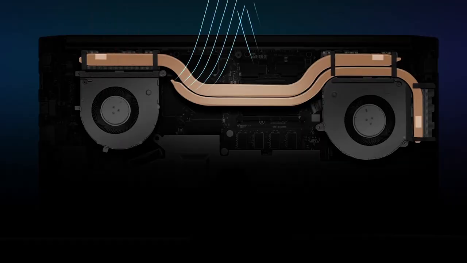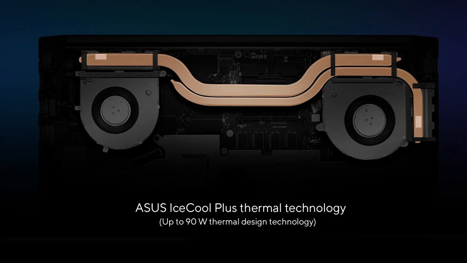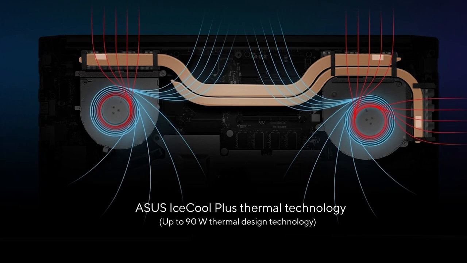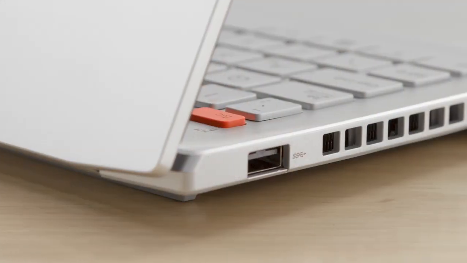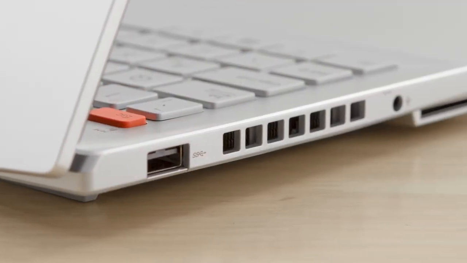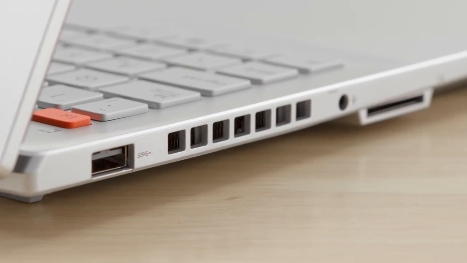Our upgraded cooling solution for 2022 keeps the mighty processors under control. Our Vivobook Pro 15 and Pro 16 OLED now incorporate ASUS IceCool Plus technology, which comes with two heat pipes. In addition, our new generation of fans comes with 86 curved ice blade fan blades made out of a liquid crystal polymer, which is thinner than the previous generation at 0.15 millimeters, allowing for improved airflow.